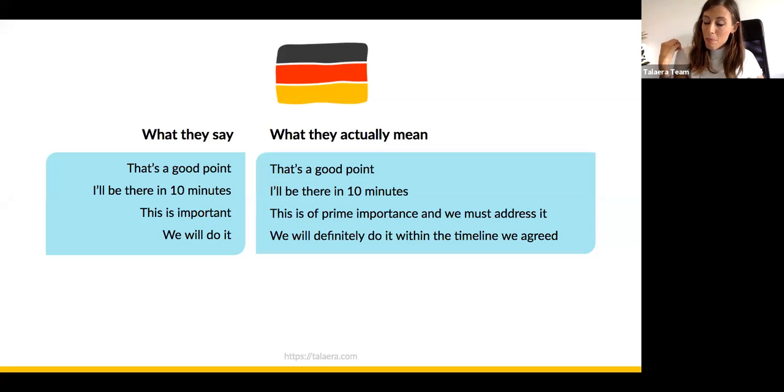And for him to be able to convey what he meant, he had to adapt the message. Instead of saying, this is important, which is what works in his country, he had to change it to, this is crucial, this is vital, this is really, really important. Also, if a German person says, we will do it, it means we will definitely do it within the timeline agreed. And of course, you'll meet some people that do not follow these, because that's what happens with culture. But it is super useful to know what kind of audience you're dealing with to then be much more effective.